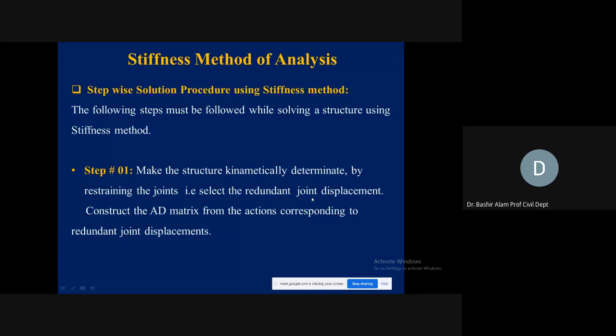Right? So this is now the point from where you can construct your AD matrix, and most of the time you can do it by observation. You look at what you are locking there, what kind of displacement you are restraining there, and corresponding to that you look for the action. If a corresponding action is there, you include that in the AD matrix. If no corresponding action is there, we just put 0 there in front of the AD.